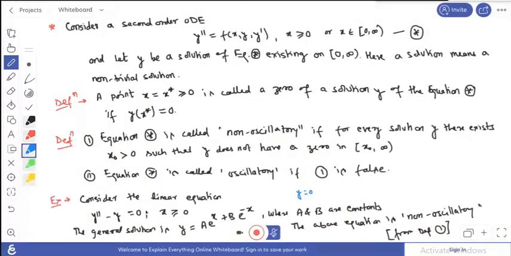If y = 0, this means y double prime is obviously 0 too, because y = 0. If you put it here, y = 0 and y double prime = 0, the left hand side equals 0 and the right hand side equals 0. This satisfies this second order differential equation. y = 0 is a trivial solution of this linear differential equation.